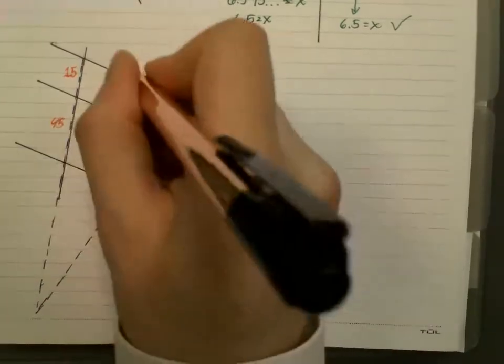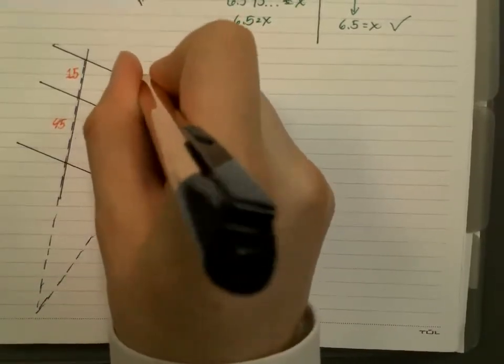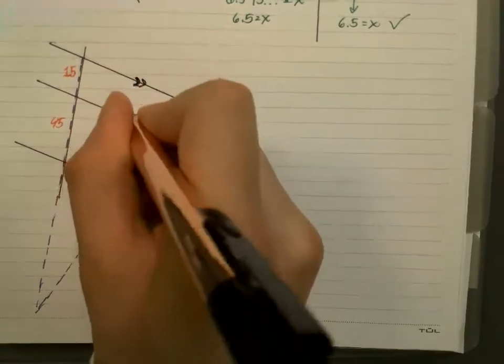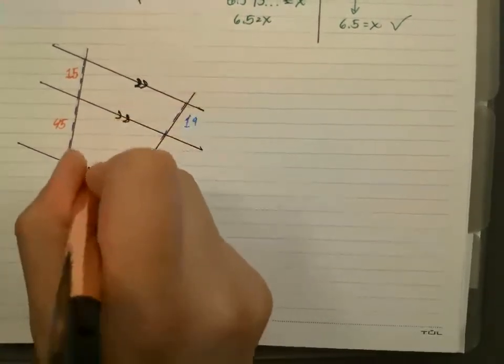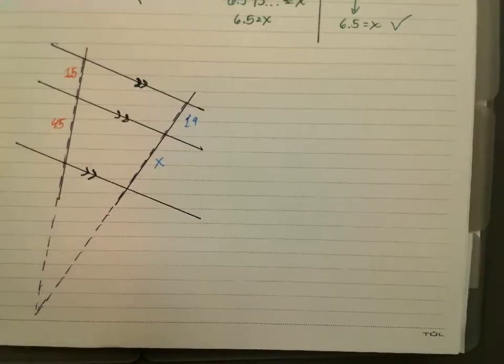And I forgot to mark. Make sure you also mark your parallel lines with these little, like, chevrons or arrowheads, if you want to call them that. British call them chevrons. Okay. Make sure you do that for both. All right.